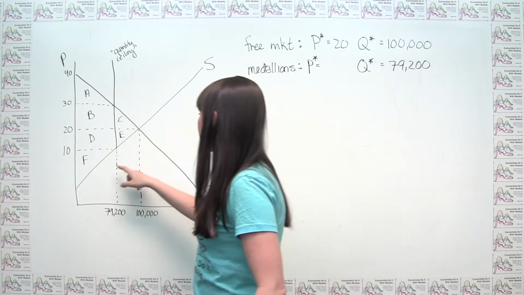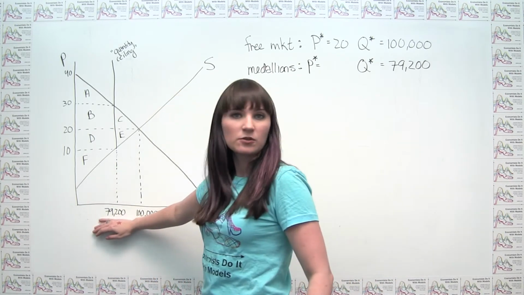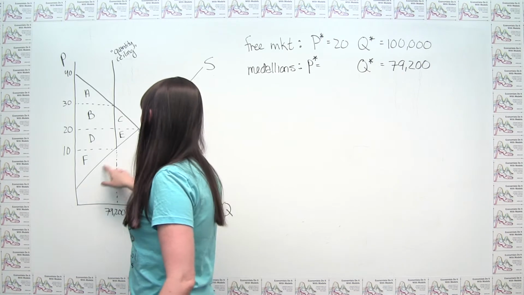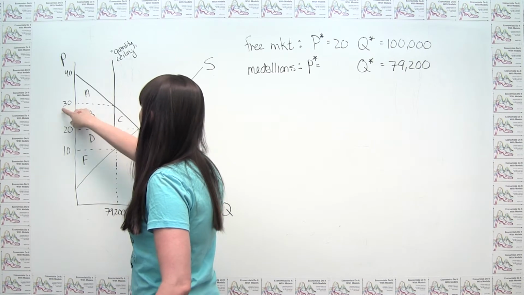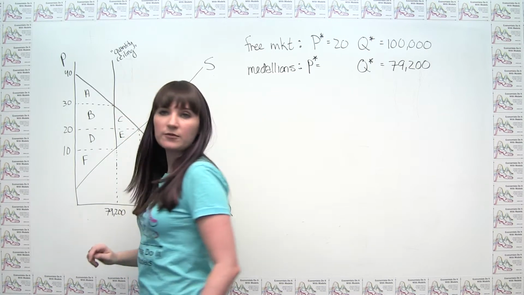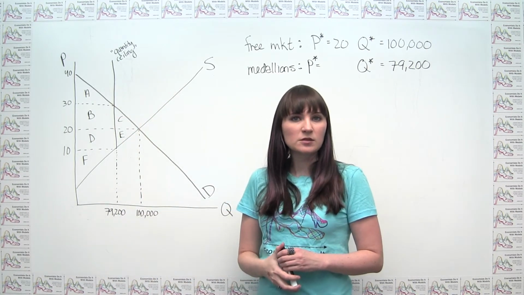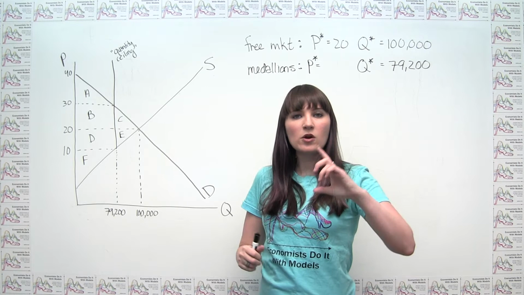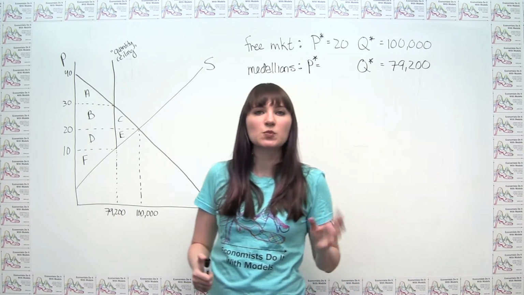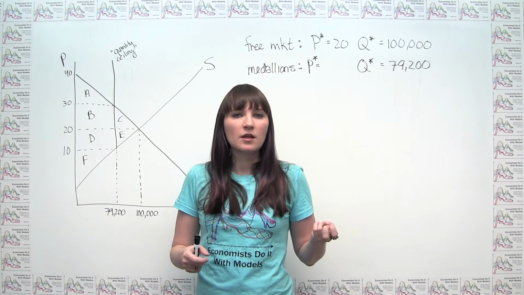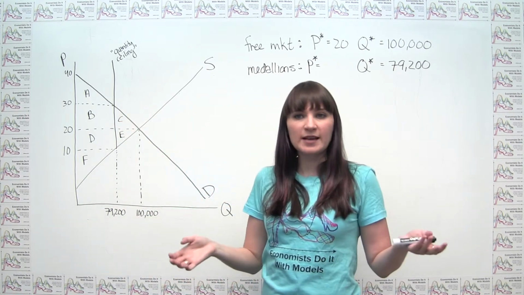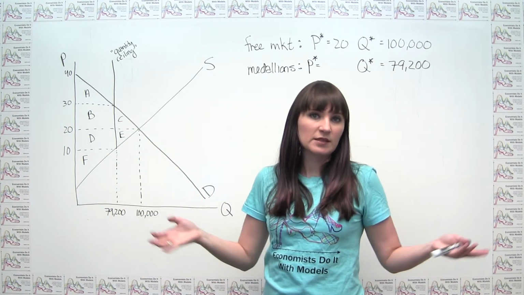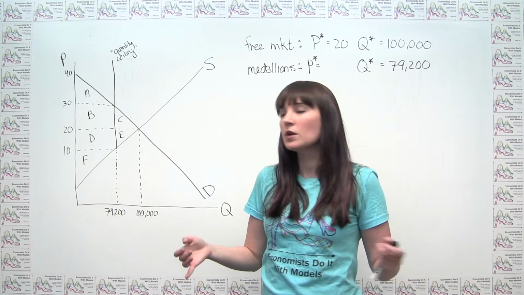Because what you'll notice is at a quantity of 79,200, we have a marginal cost of production of 10 for the suppliers and a willingness to pay of 30 for the customers. You say, well, wait a minute. There are a whole range of prices between 10 and 30 that would technically make both parties better off. So which one is actually going to happen in this market? That's what we need to figure out, right?